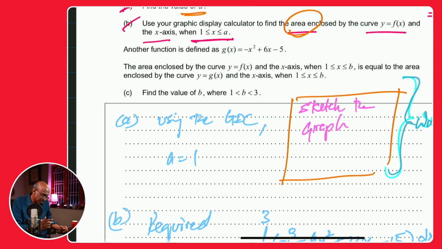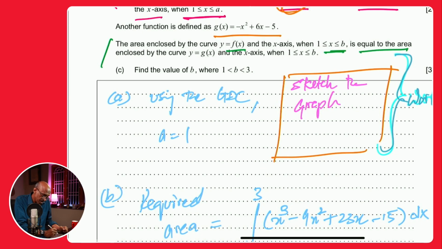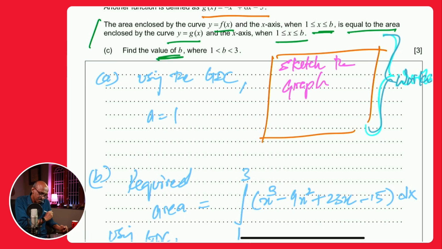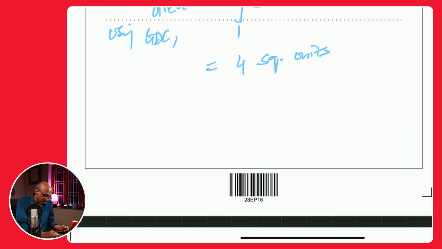I think the challenge comes in part C. Another function g of x is defined like that: negative x squared plus 6x minus 5. The area enclosed by the curve y is equal to f of x, which we just graphed, and the x-axis between 1 and b. Now there's another number called b. A was 3. The area enclosed by the second function g of x and the x-axis between that same 1 and b is equal to it. So basically the question says find the value of b. They've given you the hint that the value of b is some number between 1 and 3. That is what we're supposed to find out.